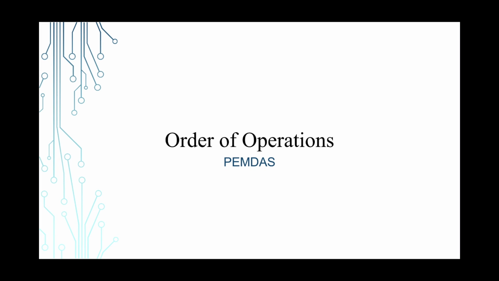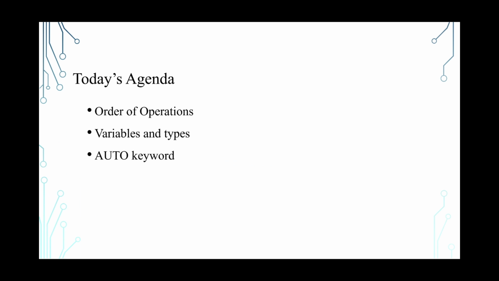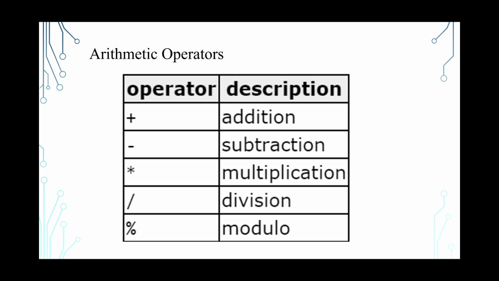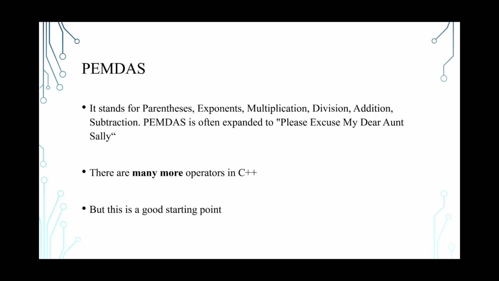So today we are going to talk about the order of operations. So today we are having order of operations, variables and types, and the auto keyword. So the main arithmetic operators are addition, subtraction, multiplication, division, and the modulus.